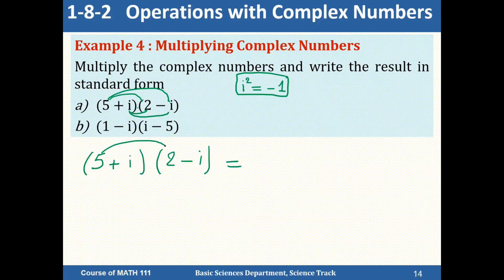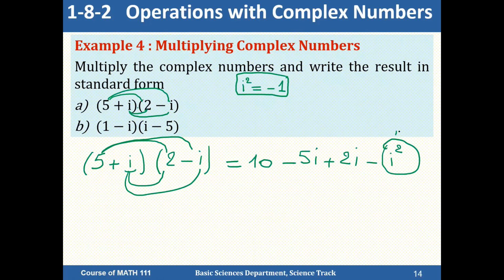We first distribute 5. 5 times 2 is 10. 5 times negative i, plus times minus gives minus 5i. Then we distribute i: i times 2 is 2i, and i times negative i, plus times minus gives minus i squared. So here we have an i squared. We replace it with minus 1.